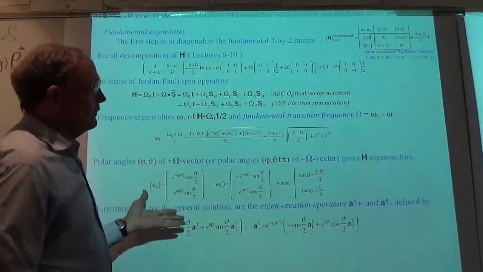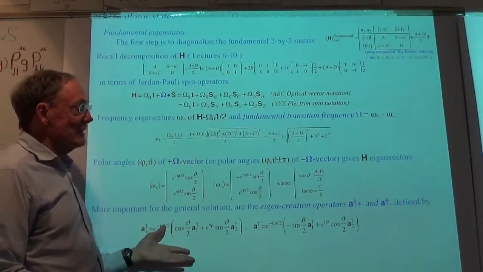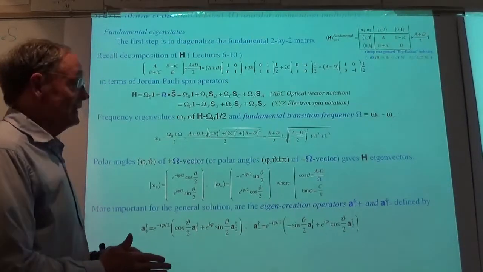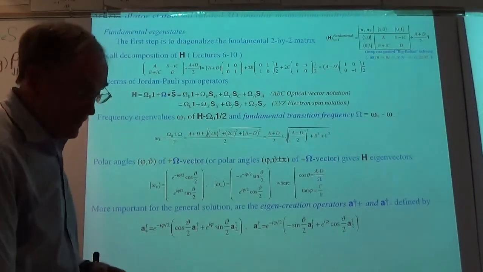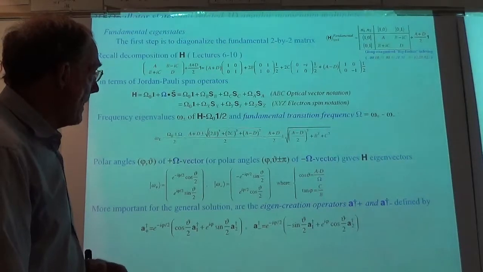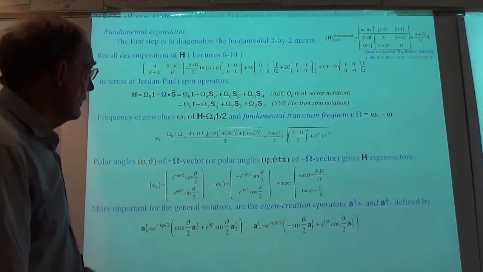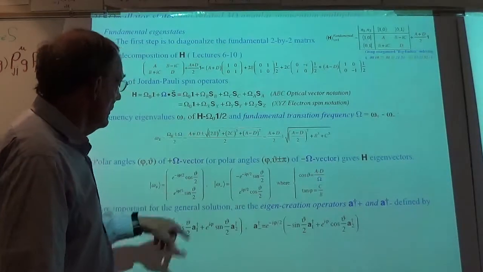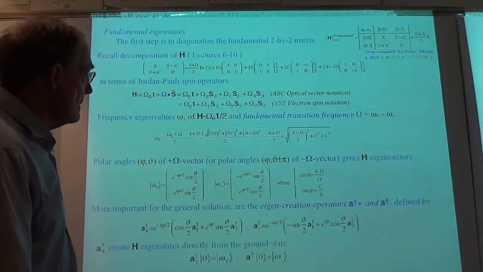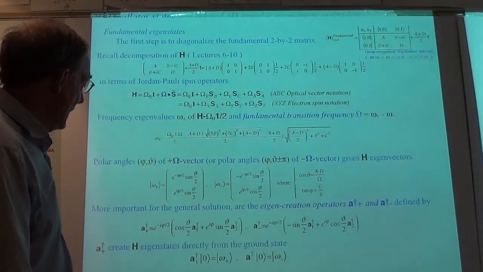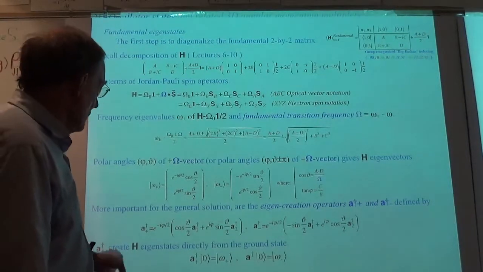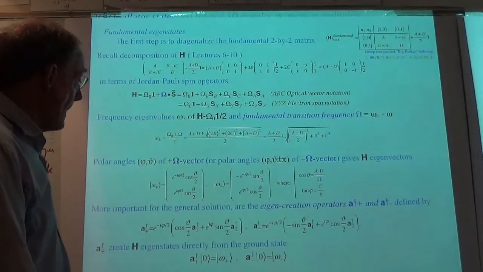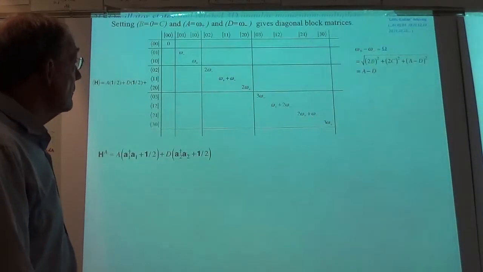This is called a Holstein-Primakoff transformation. They're the first people that seem to have done this many years ago, in the 1930s, and it was solid-state physics that did it. These are the Euler angles sitting in there, actually. We talked about that before. So the idea is to create H eigenstates directly from the ground state. If that's possible, we do it.